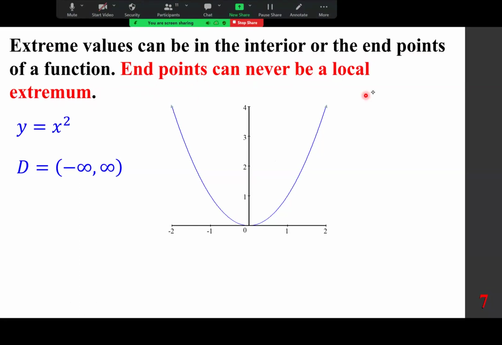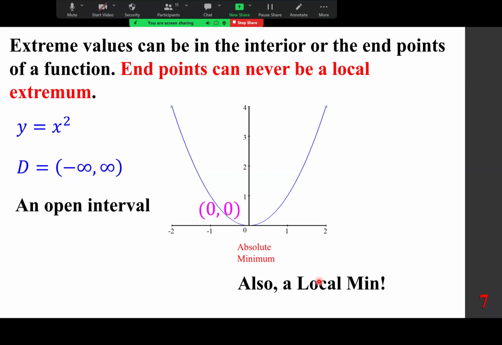So let's look at this simple example everybody is familiar with. y equals x squared is a parabola with the domain of negative to positive infinity, which is an open interval. Here's 0, 0. The absolute minimum occurs at this point, which happens to be a local minimum as well. This continues indefinitely. There is no absolute max. There is no local max.